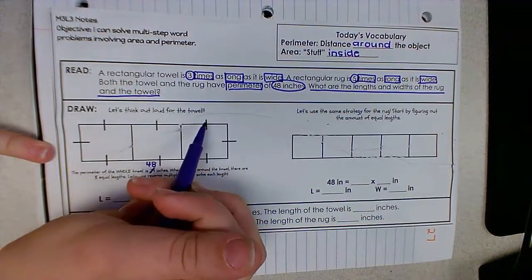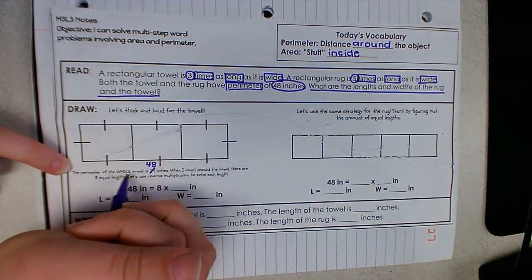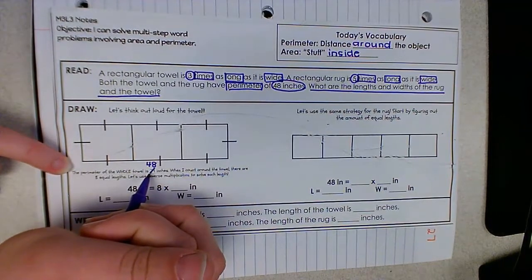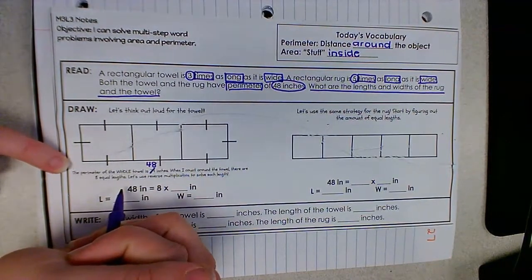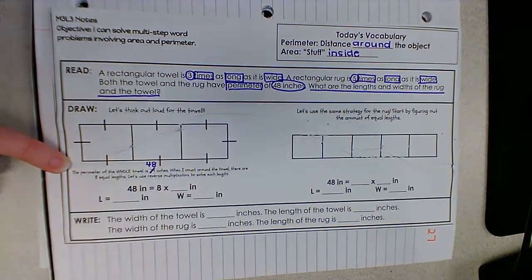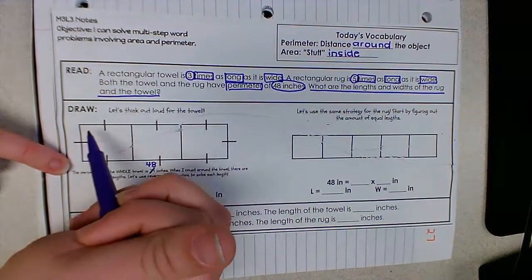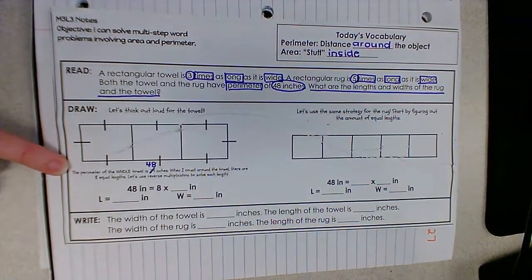Let's think out loud for the towel, and I'm going to have you fix a typo that I made. The perimeter of the whole towel, your sheet says 24, let's cross out and fix it. The perimeter of the whole towel is 48 inches, meaning if we measured all the way around the towel, it would have a total perimeter of 48 inches. When I count around the towel, there are 8 equal lengths. Let's use reverse multiplication to solve for each length.